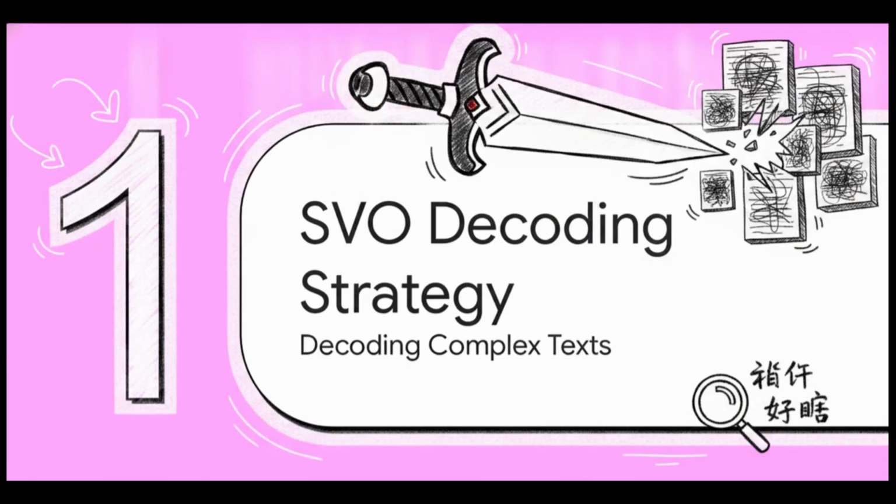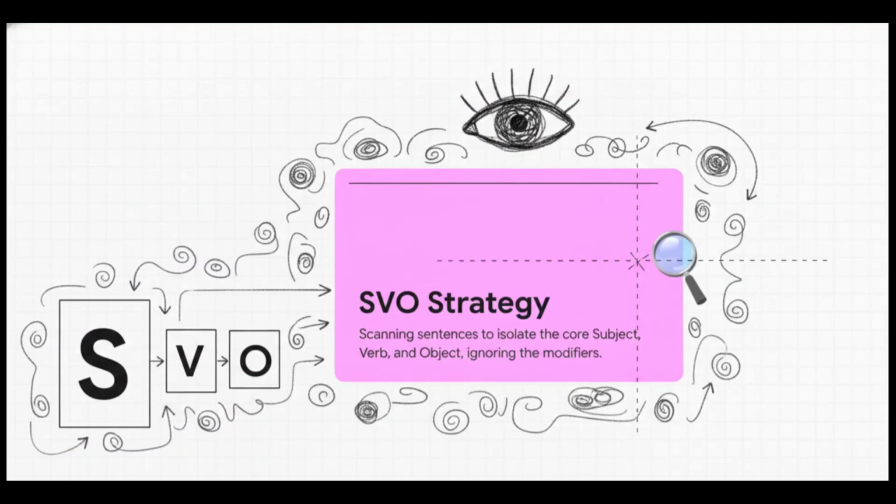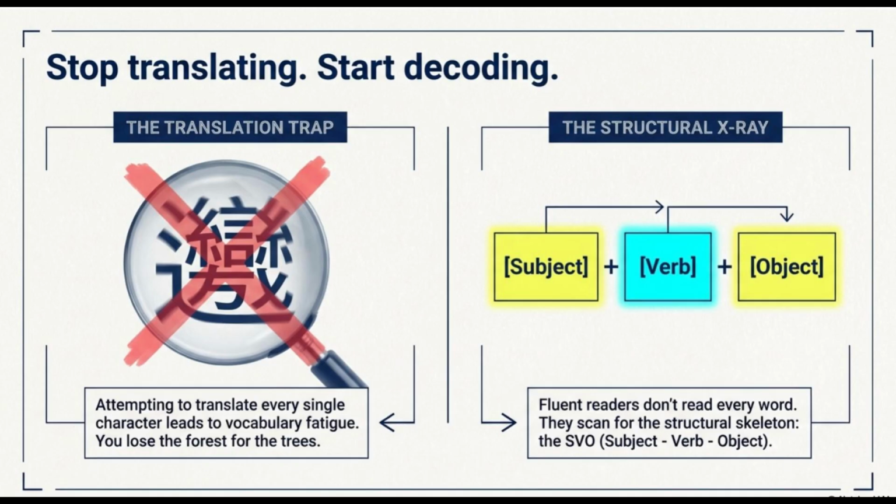All right, let's kick things off with part 1, the SVO decoding strategy. This strategy right here is the absolute foundation of everything we're doing today. Think of it as your primary weapon against those giant, scary paragraphs. So what exactly is SVO? It's simply the technique of scanning complex sentences to isolate just 3 core things: the subject, the verb, and the object. You see, when Chinese sentences get super long, it's almost always because the author has piled on layers and layers of descriptive fluff. SVO decoding means training your eyes to just ignore the fluff for a second and find exactly who is doing what to whom.